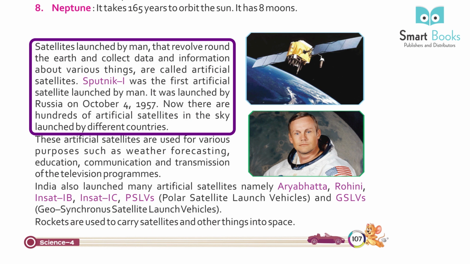things are called artificial satellites. Sputnik 1 was the first artificial satellite launched by man. It was launched by Russia on October 4, 1957.